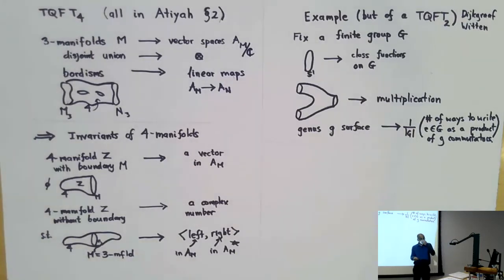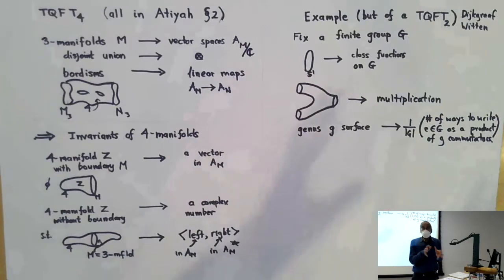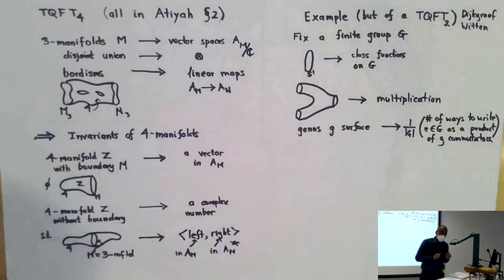Okay, so you can think of this as, I think, the point of view a physicist might take: a way to get invariants of four-manifolds. But these invariants, and invariants just mean numbers, have a special type of property, which is that they're amenable to cut and paste decomposition, okay?